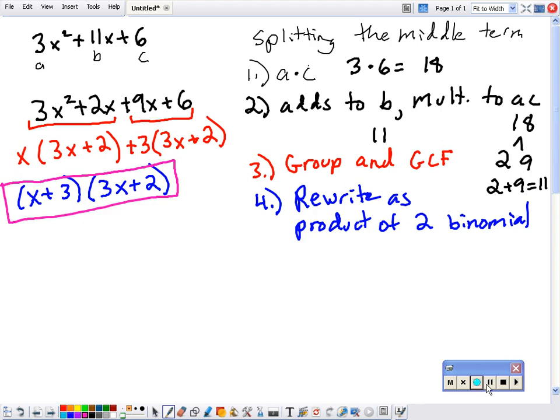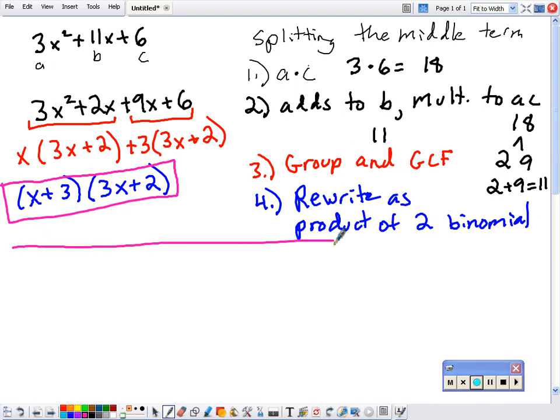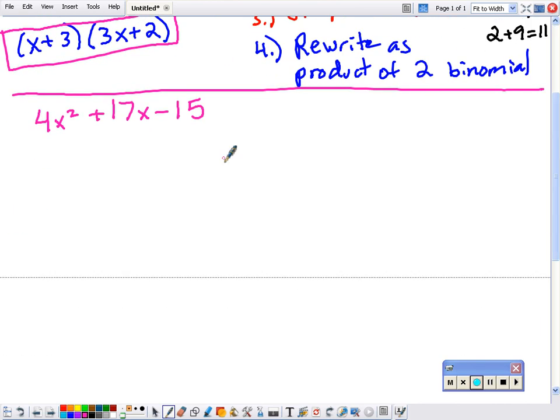Let's do another one. Okay, so for our second example, let's do 4x squared plus 17x minus 15. Now remember, the first thing we want to do is multiply together our a and c. So here we're going to multiply together 4 times negative 15, and that gives us negative 60. Then we need something that adds up to 17, because that's b, but multiplies to negative 60.